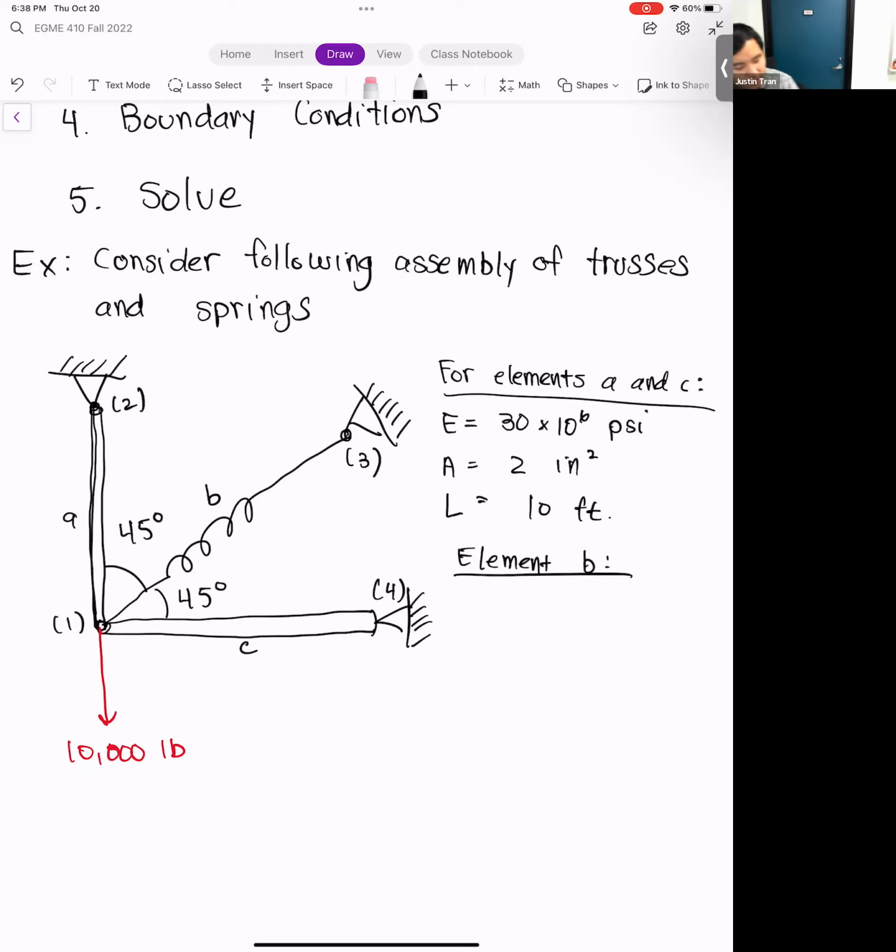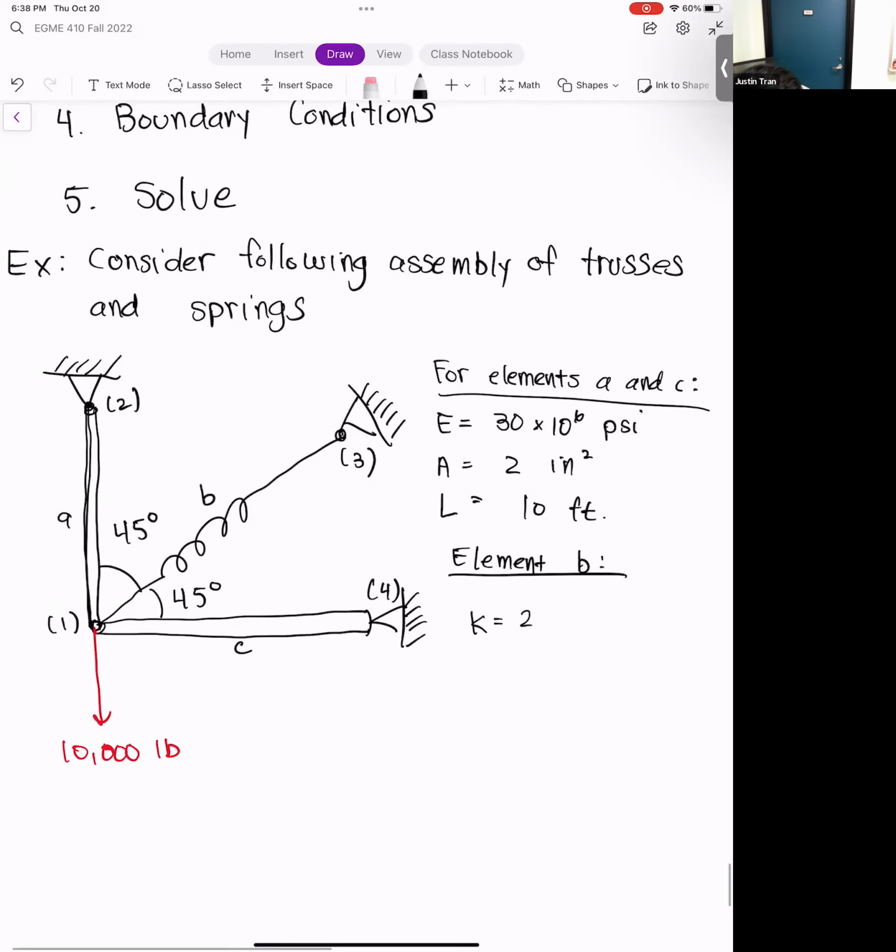Element B is a spring, and so the only relevant property for element B is the spring constant. The spring constant for element B is going to be 250,000 pounds per inch.